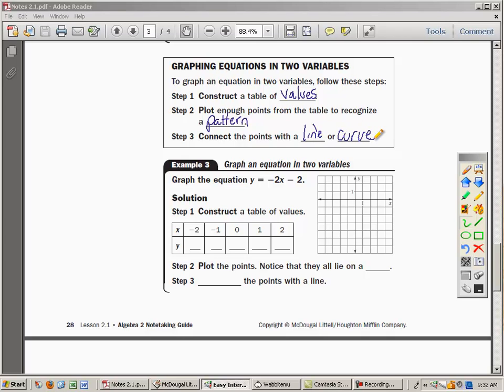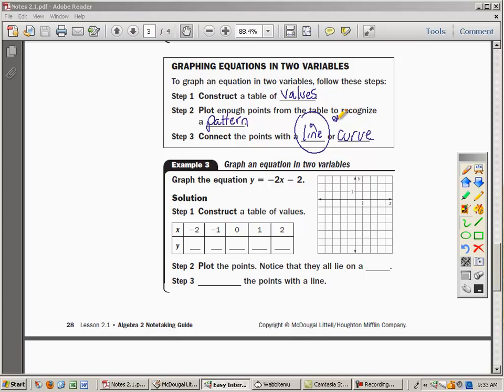Like I said, all the stuff we're going to do in chapter 2 is going to relate to lines. When we get to chapters 4 and 5, we're going to be looking at other things like parabolas and things of that nature. But most of what we're going to be doing for right now, you'll be graphing a line. So to graph the equation y equals negative 2x minus 2, some of you recognize that this equation is in slope-intercept form, and the slope would be negative 2, the y-intercept would be negative 2.